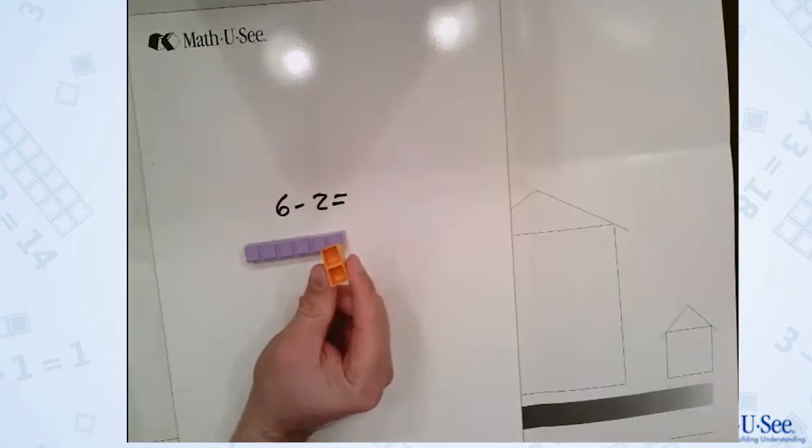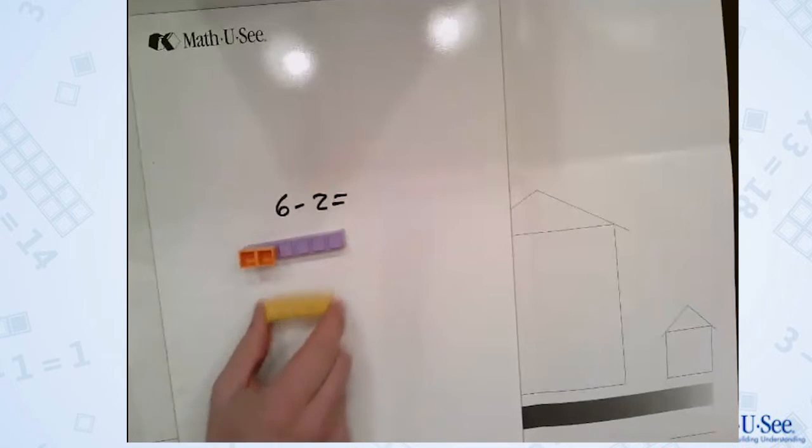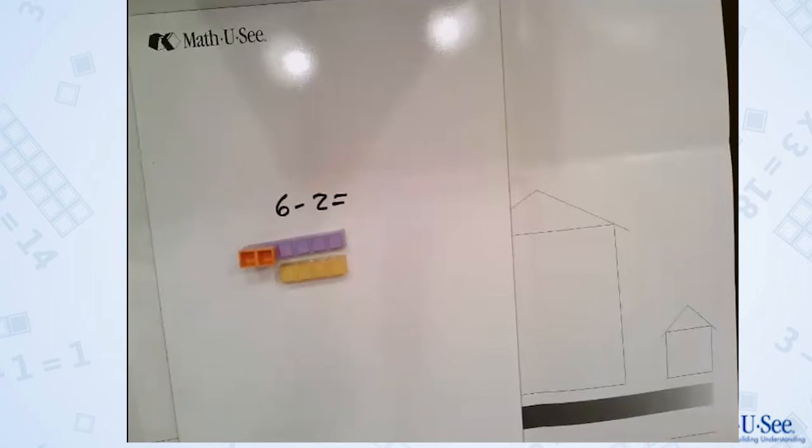So we have 6 and we're taking 2 away. So we're going to put 2 on top of there to show we're taking those away. And we can see that that's going to leave us with 4 remaining. So 6 take away 2 is the same as 4.